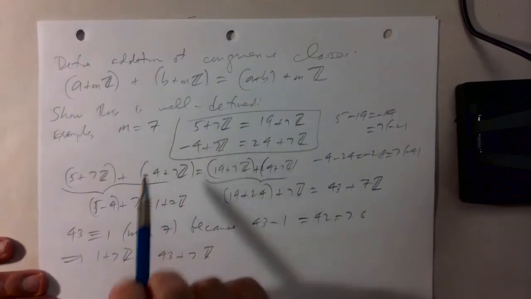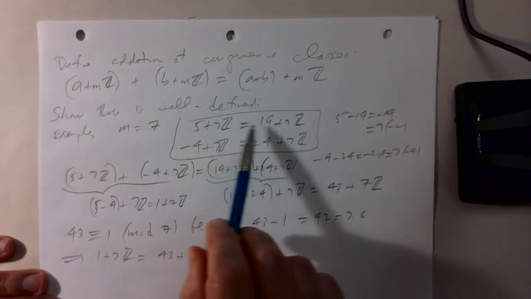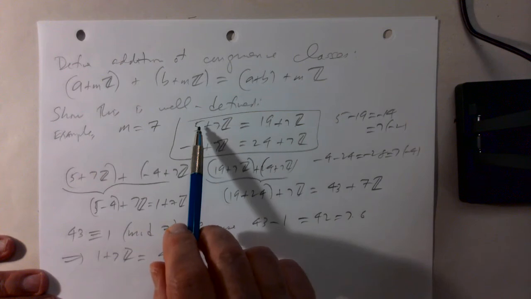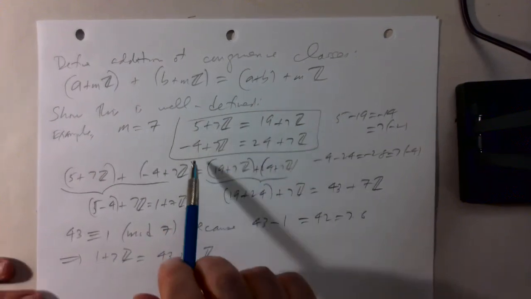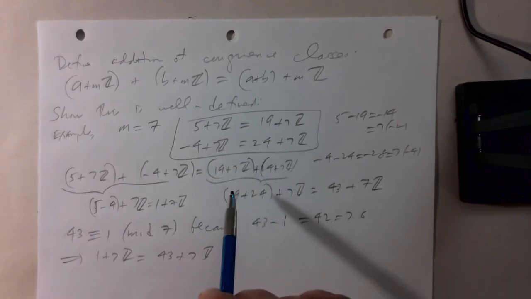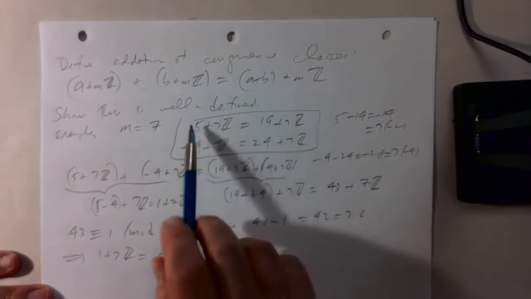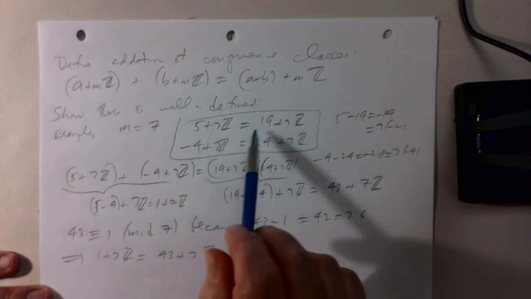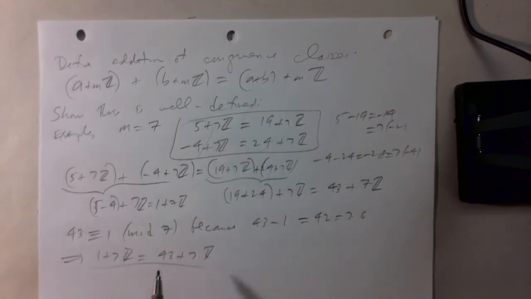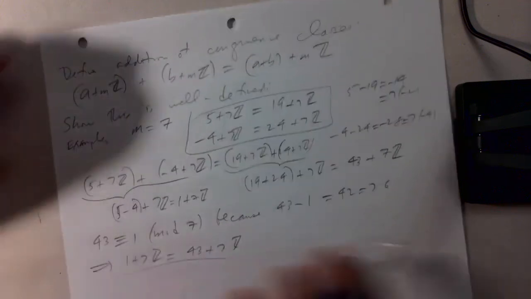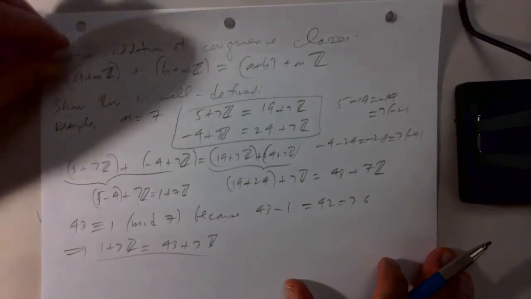So if we wanted to add these two congruence classes, we can write a congruence class in infinitely many different ways. 5 plus 7z equals 19 plus 7z, and minus 4 plus 7z equals 24 plus 7z. So if I define the addition of these congruence classes by these representatives, we still get the same congruence class. So this is just an example. Maybe we were lucky this time, but no, we weren't just lucky. This is always true. So I'm going to prove that addition of congruence classes is indeed well defined.